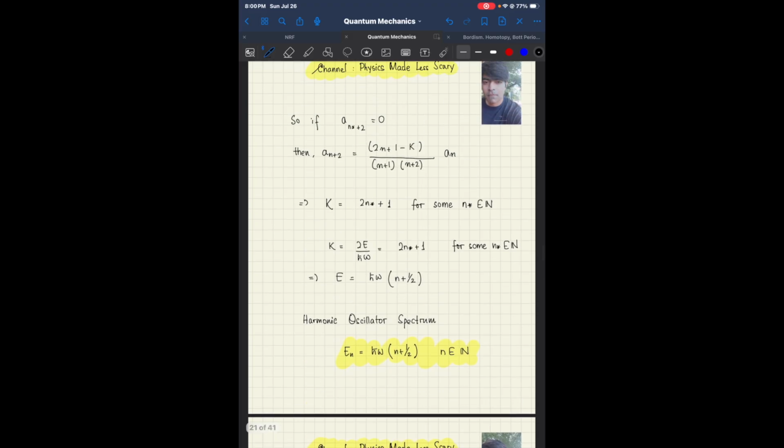Okay, so we have derived the harmonic oscillator in great detail. This is what I wanted to do.